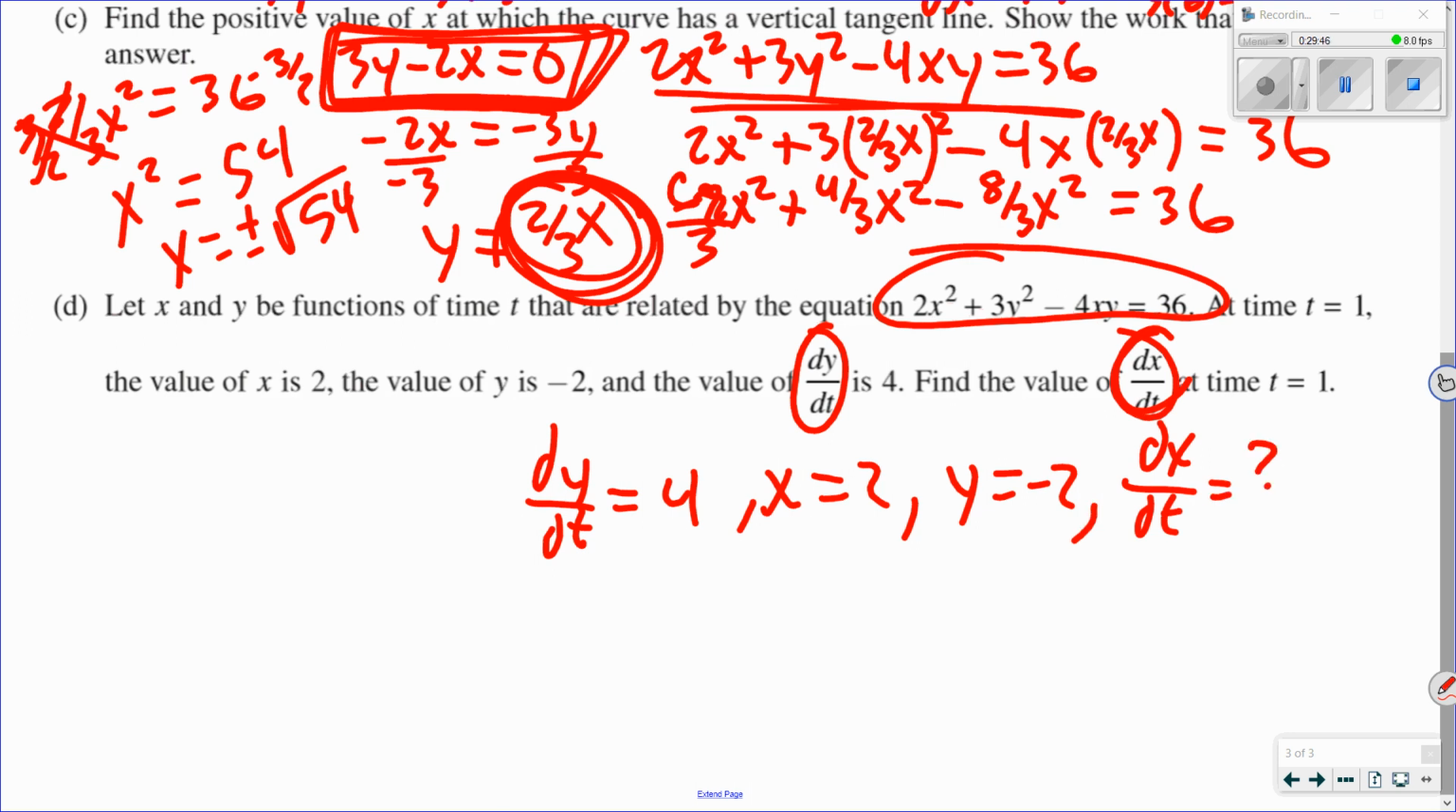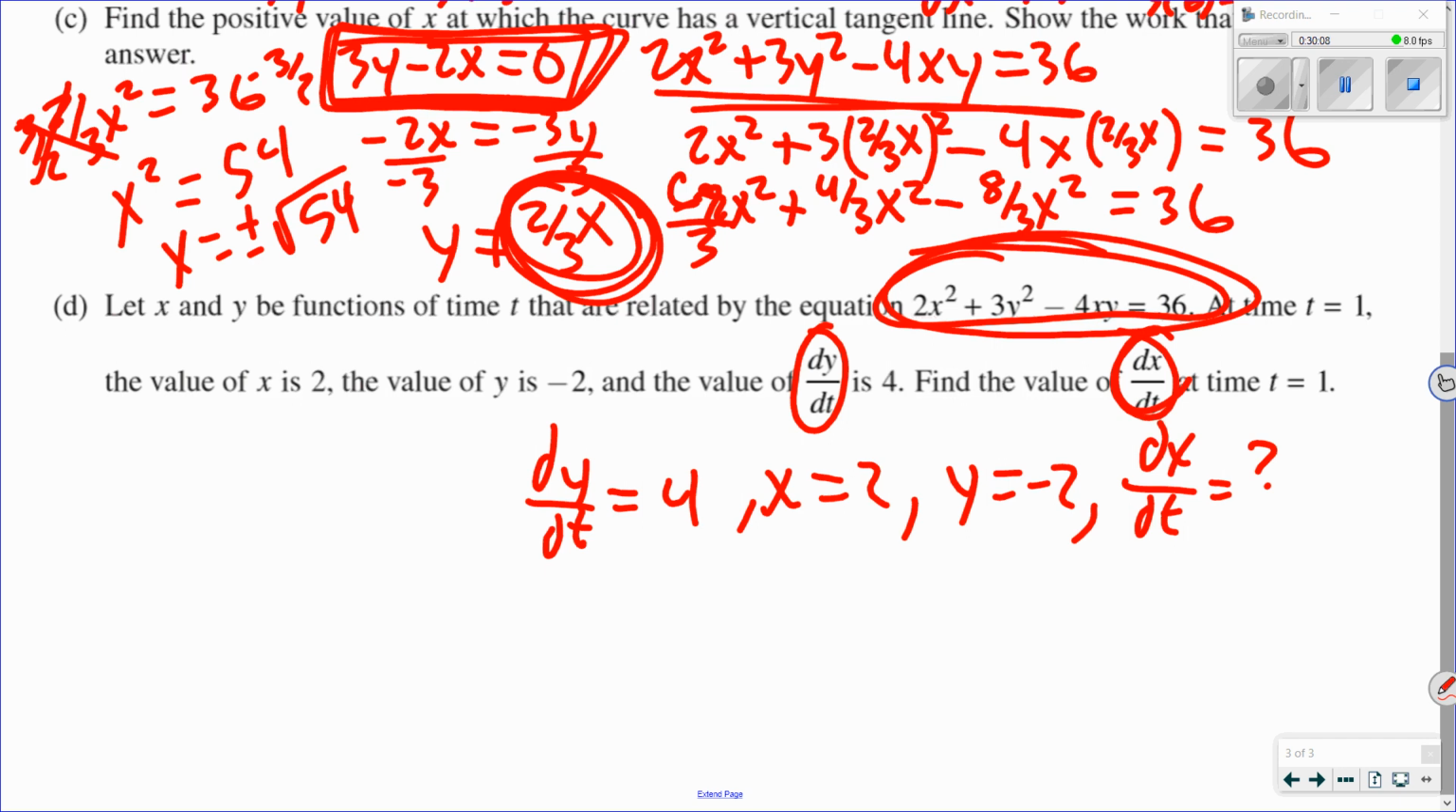Now, normally on related rates, you have to come up with the equation yourself. This one, the equation is already given to us, which is nice. I just have to take the derivative of this, but you have to be careful. Remember, if you're doing related rates, you're taking the derivative with respect to time. So every time you take the derivative, you have to include the dx/dt or the dy/dt. Okay, let's go ahead and do that.